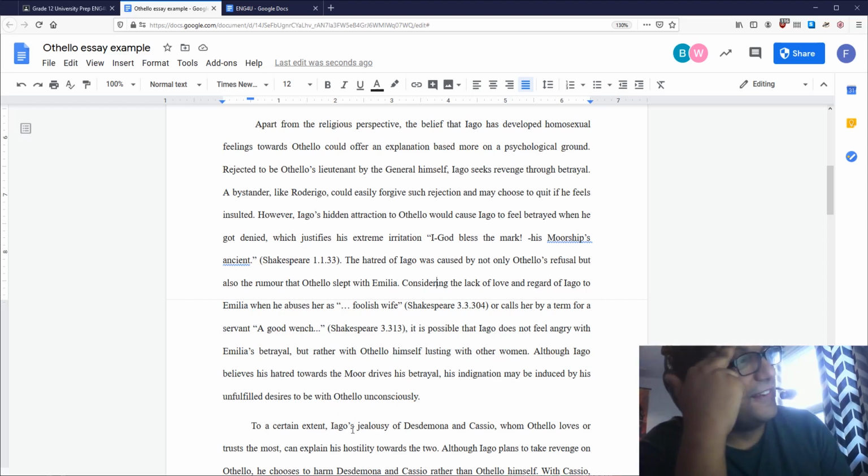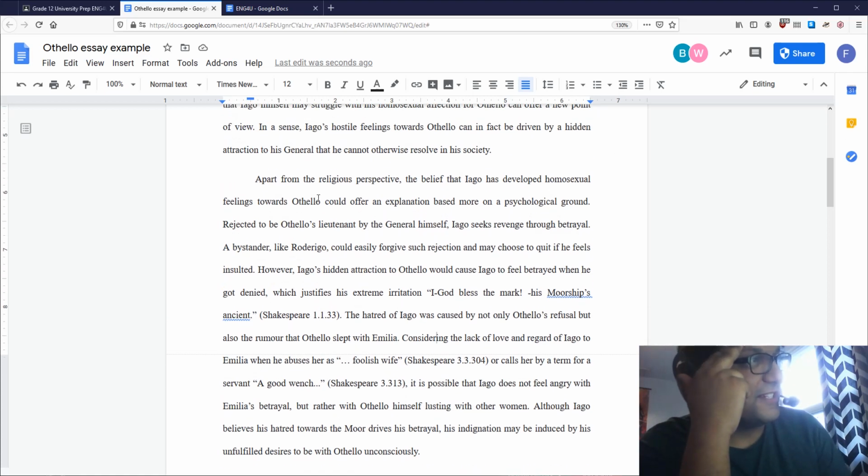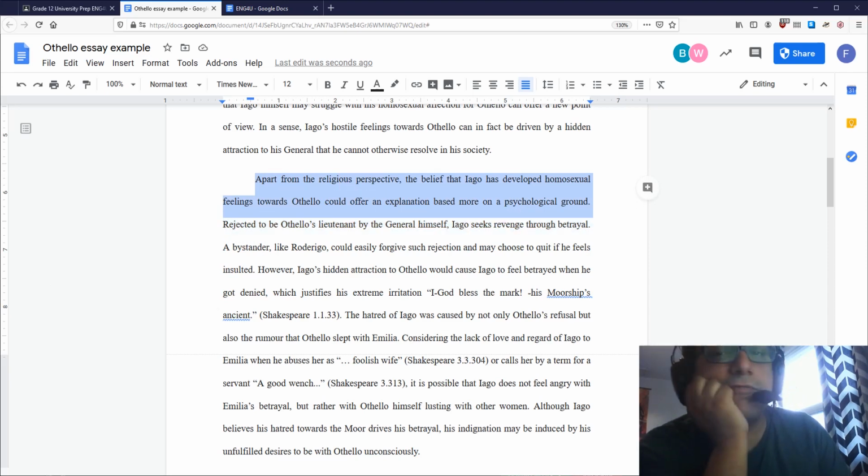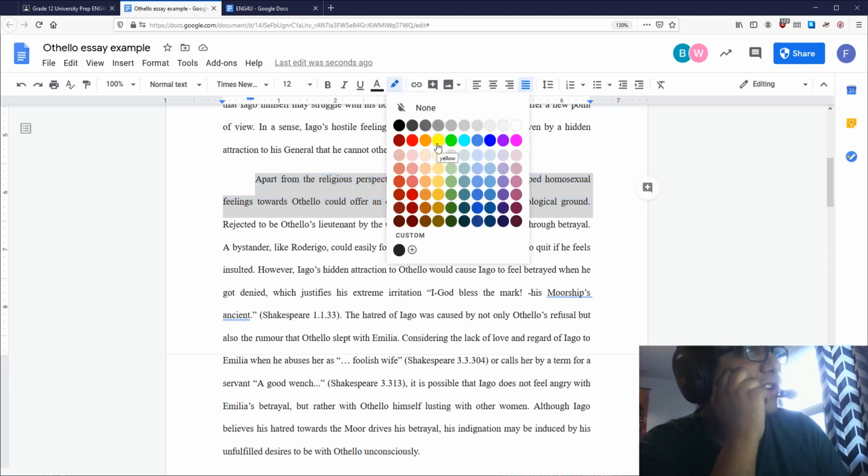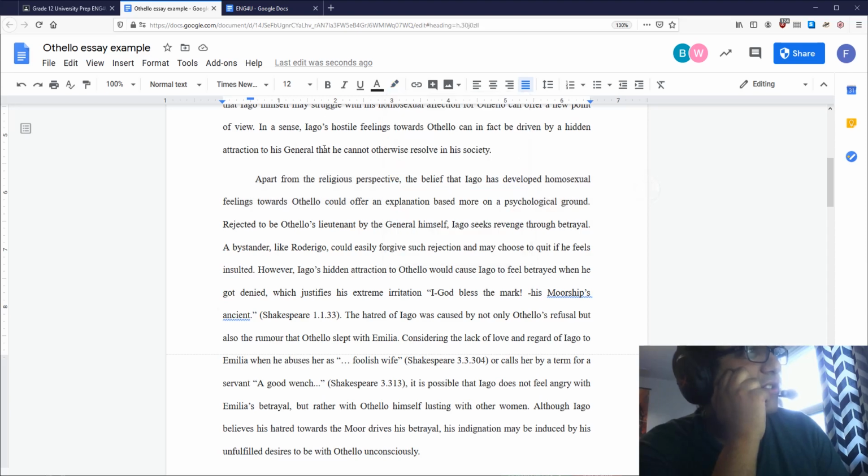Okay, so, ridiculous as that is, we've got here a topic sentence that connects directly to the thesis, right? That is what you want to do when you are creating an essay. So you've got your topic sentence, and it ties directly to the thesis, which is that Iago is attracted to Othello. So that is what the person's thesis is. So that topic sentence is very clear.